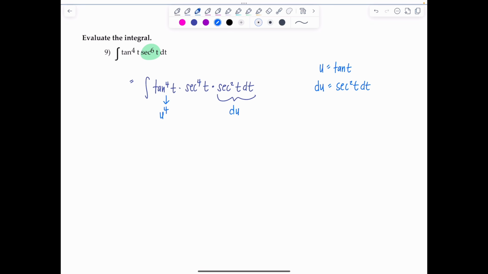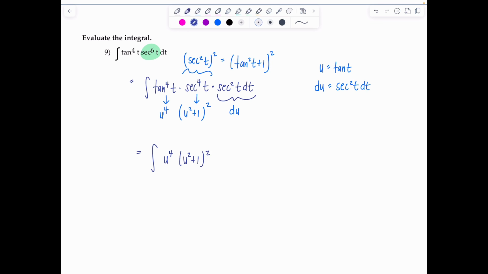But what about secant to the 4th t? Well, this is where you use your Pythagorean identity and you go secant to the 4th t, that's secant squared t, squared. And secant squared I could write as tan squared t plus 1. And then all of that is squared. So this is going to become u squared plus 1 squared. And no funky constants or anything to contend with. Look how relaxing. So this is u to the 4th, u squared plus 1 squared du.